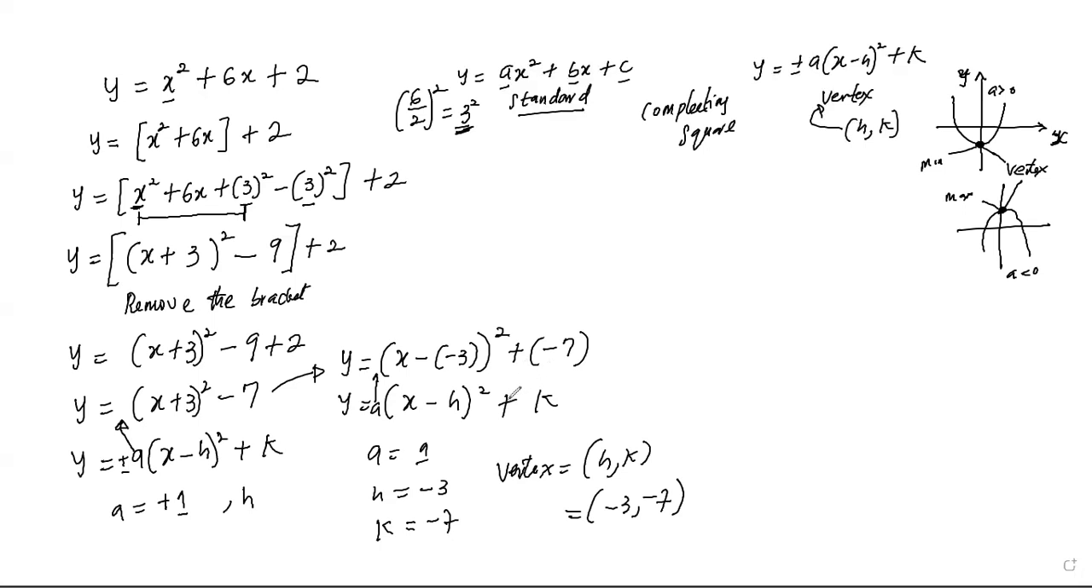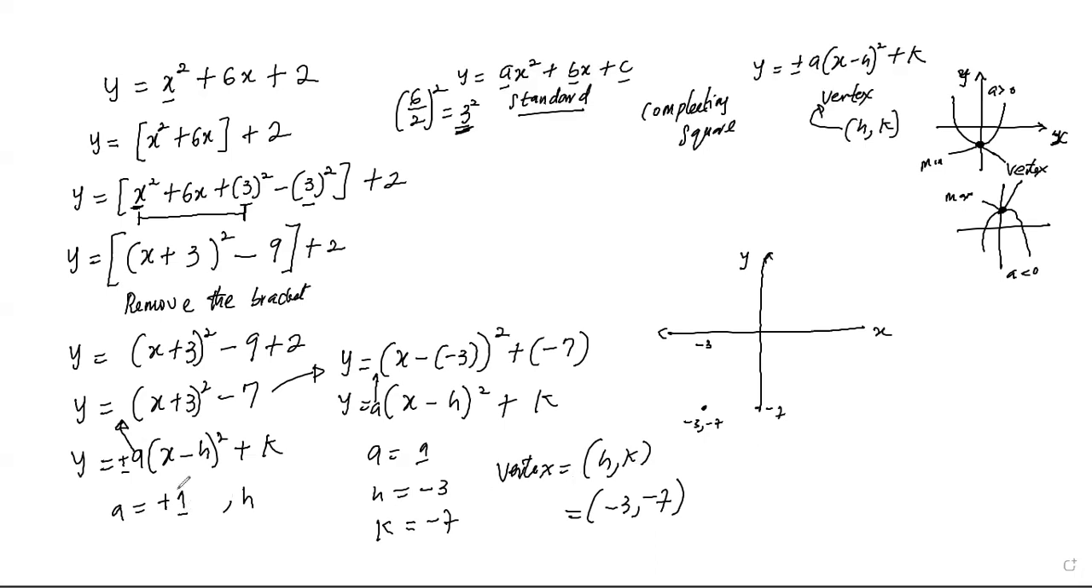Okay, let's sketch this parabola. Let's see how it will look like. If you are sketching this parabola, you have your x and your y axis here. Here is the negative part of the x. So somewhere here it should be minus 3, and somewhere here it should be minus 7. So this is the point (minus 3, minus 7).